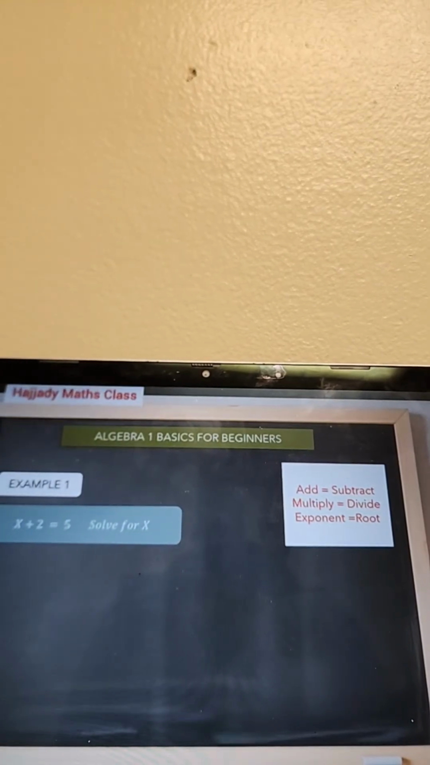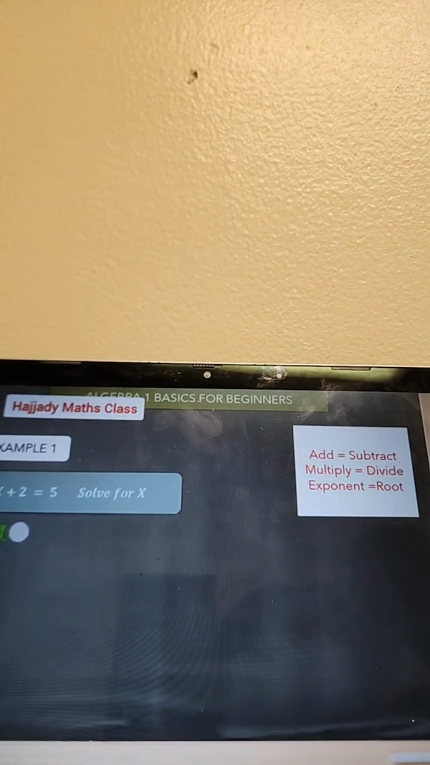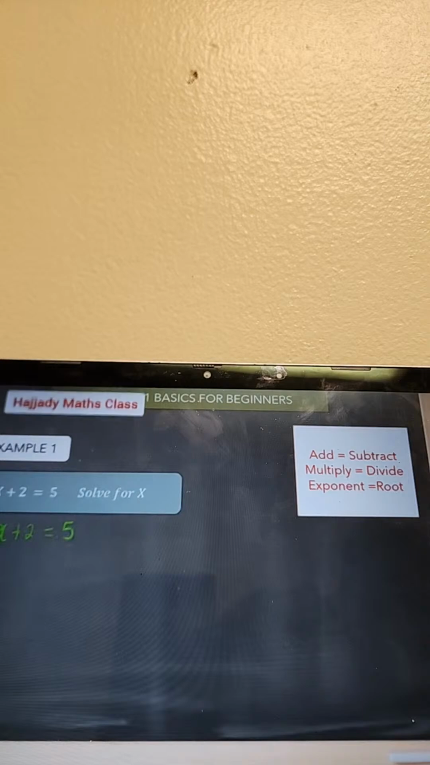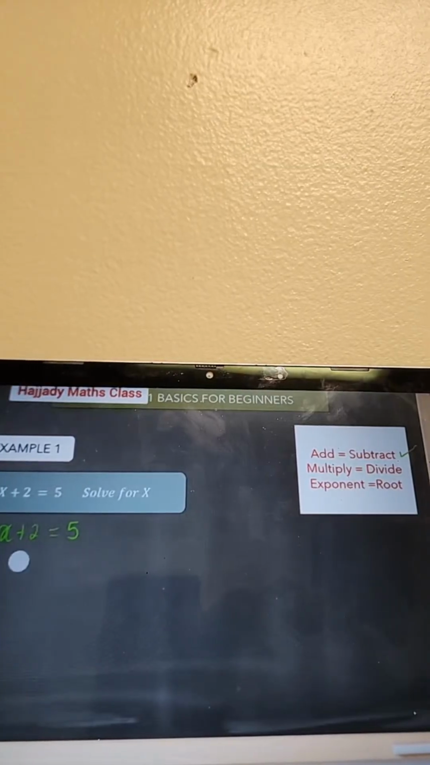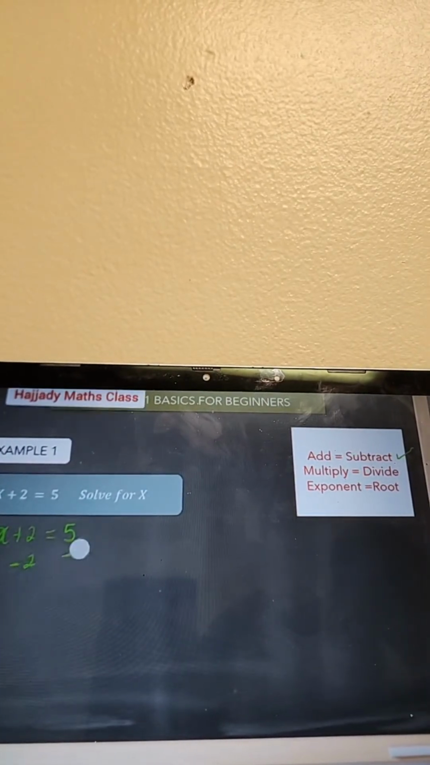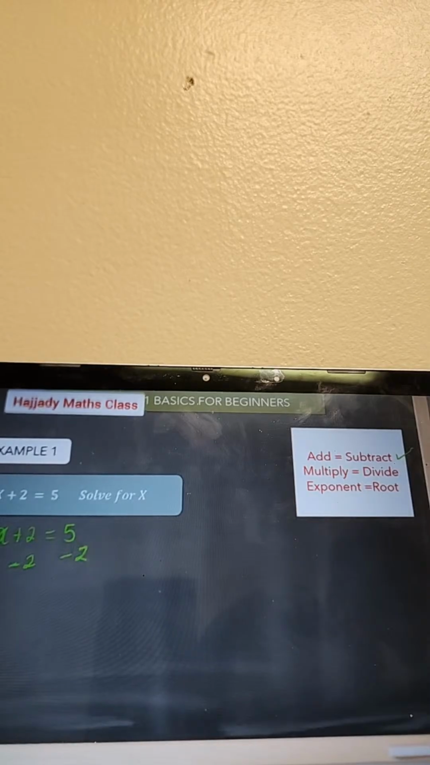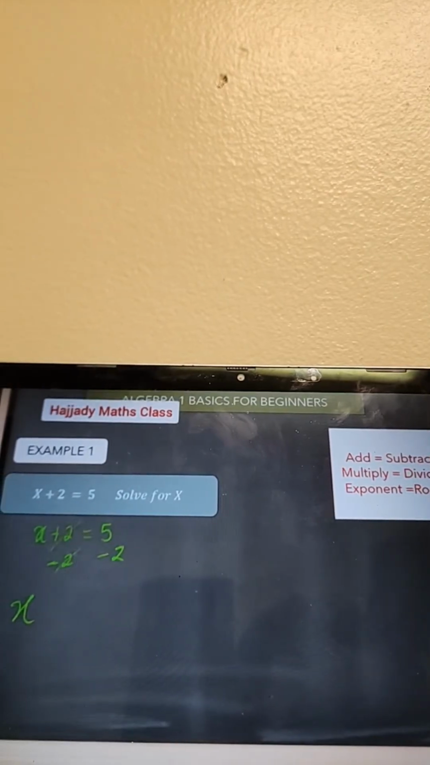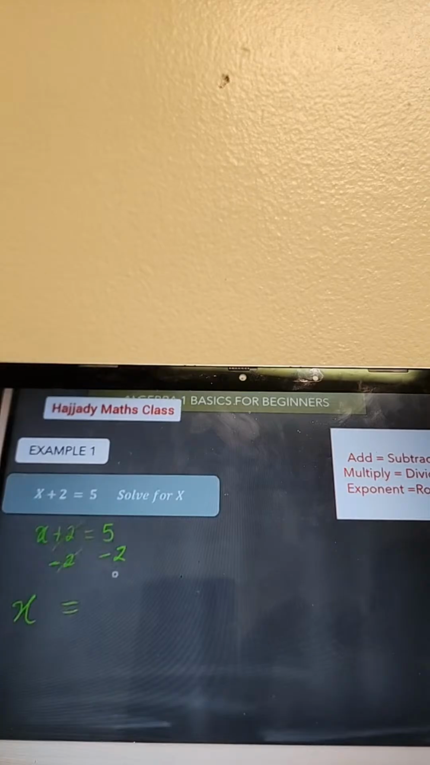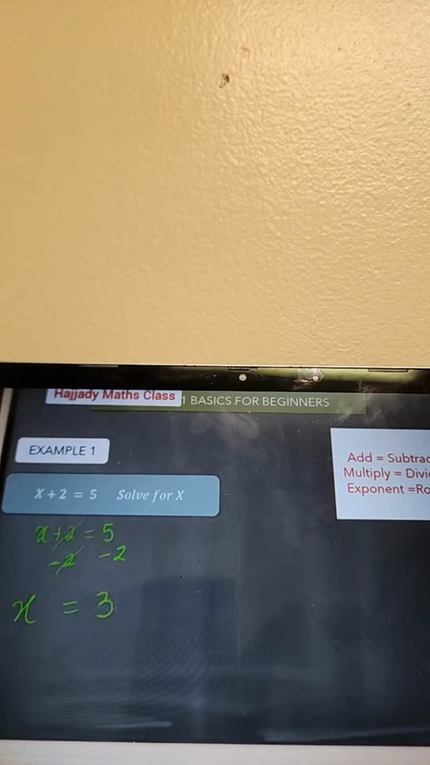Now, to proceed with this, here we have x plus 2 equals 5. Now, we have addition, so we need to introduce subtraction. That is, we subtract 2 from both sides. So on the left side, here we have x, the 2 and negative 2 cancel out, equals 5 minus 2, which gives 3. So this is the rule for example 1. Now let's proceed to example 2.